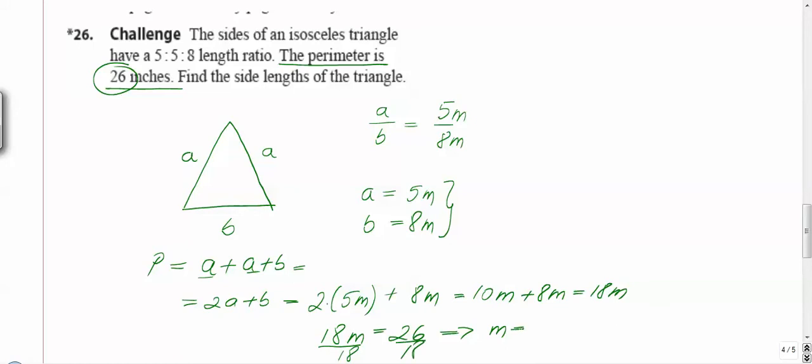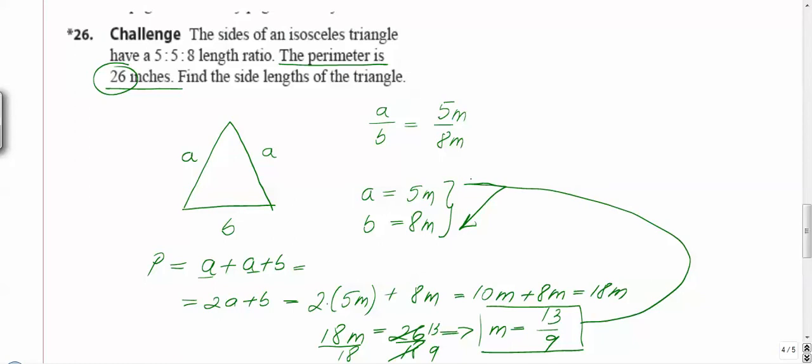And it seems that m, that greatest common factor that each one of the sides are sharing, will be 26 over 18, which we can simplify by 2, will be 13 over 9, right? Now I know m, I can take it back and find what is A. A will be 5 times 13 over 9, and your side B will be 8 times 13 over 9.